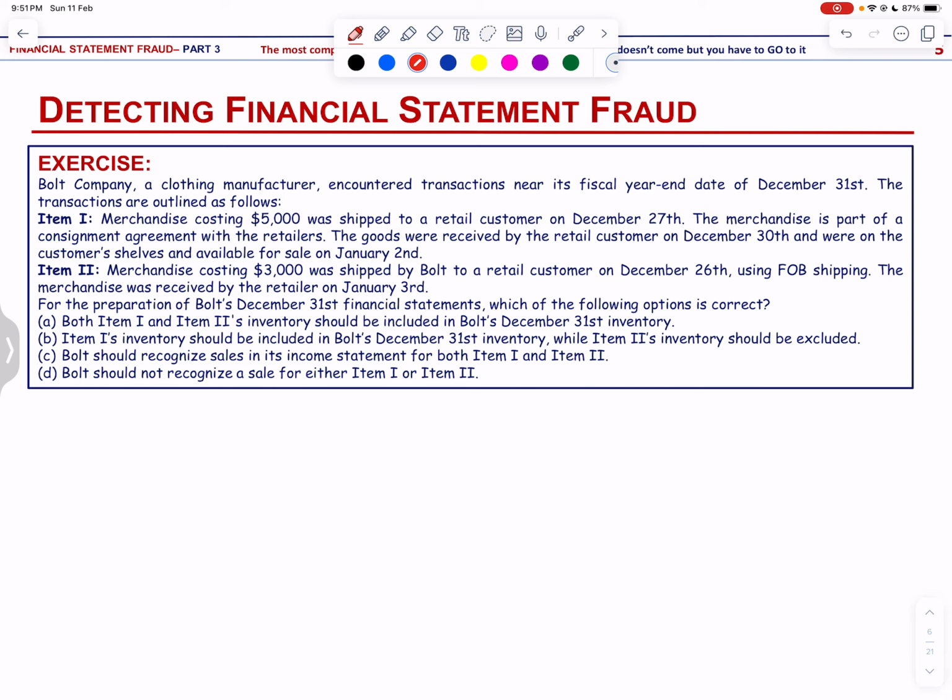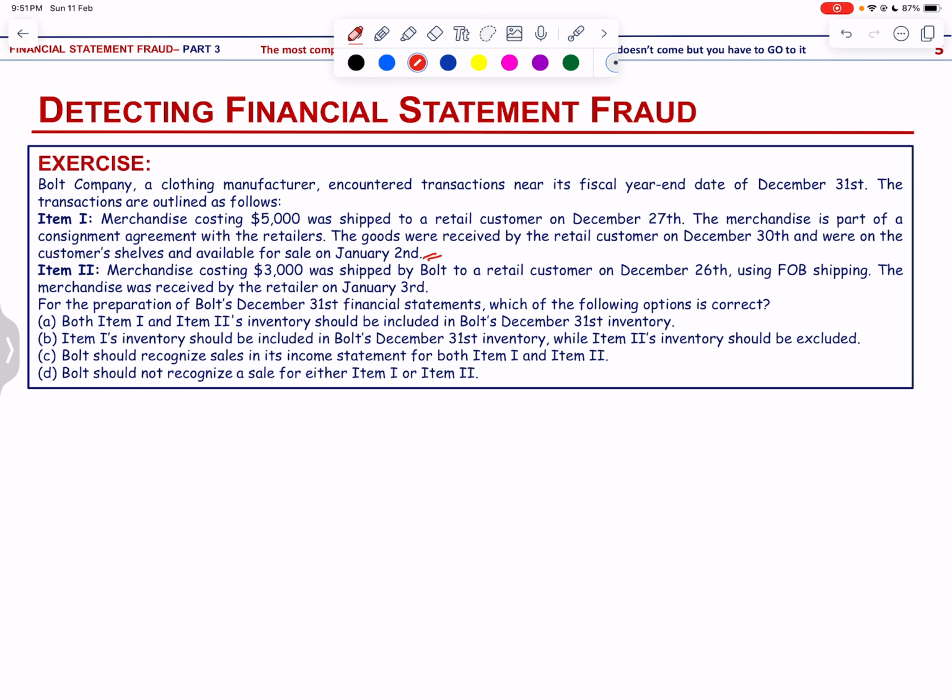Bolt Company, a clothing manufacturer, encountered transactions near its fiscal year end date of December 31st. The transactions are outlined as follows. Item number 1, merchandise costing 5,000 was shipped to a retail customer on December 27th. The merchandise is part of the consignment agreement with the retailers. The goods were received by the retail customer on December 30th and were on the customer's shelves and available for sale on January 2nd.